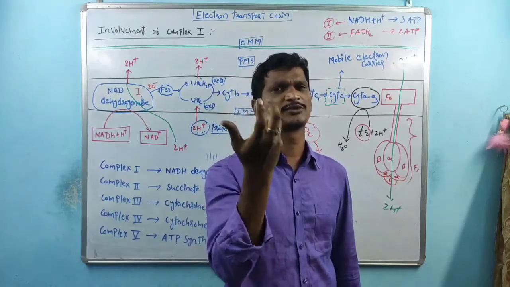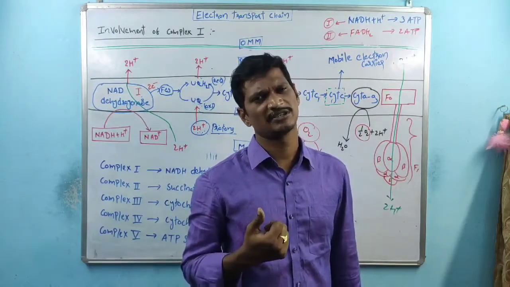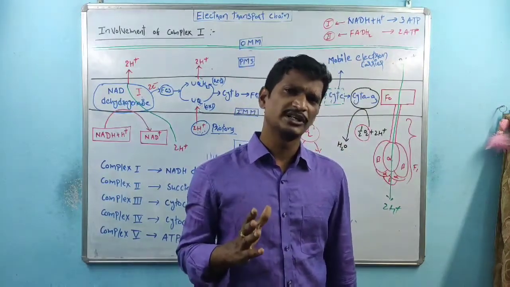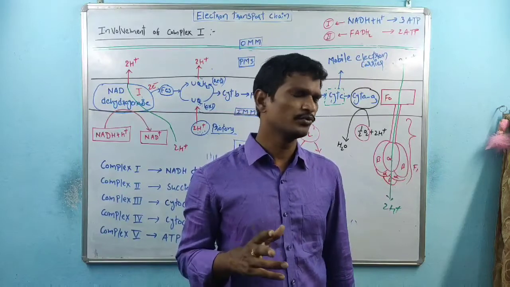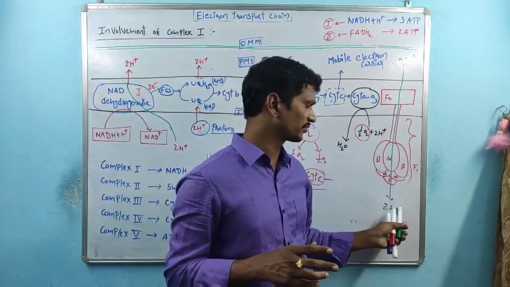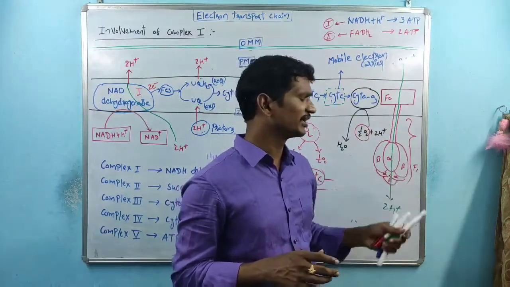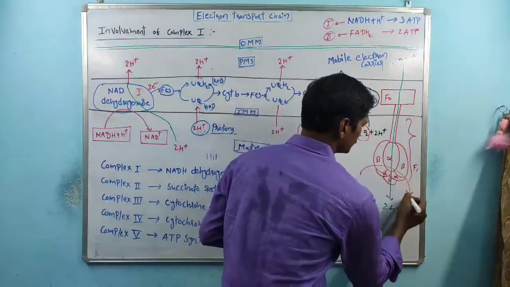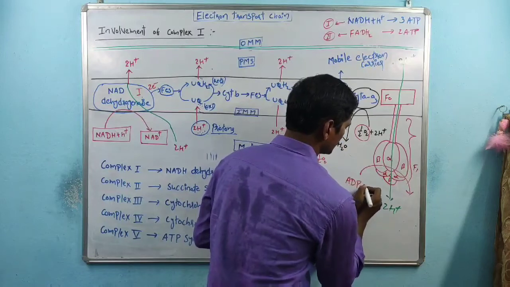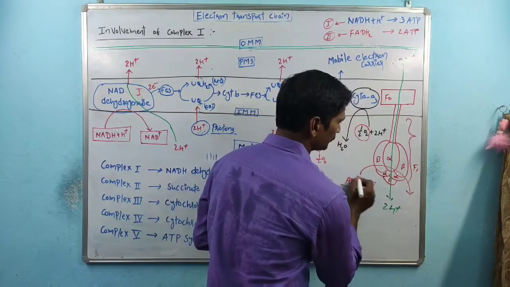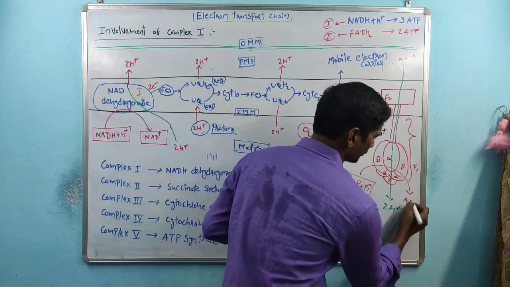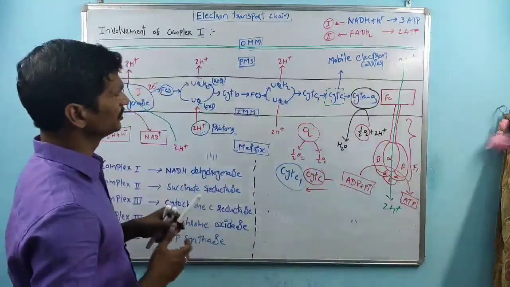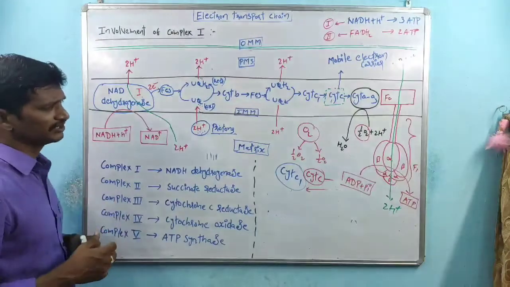When the rotation takes place, ATP synthesis occurs. For synthesis of one ATP, 2 H plus ions are moving. Here 2 H plus ions are moving from here to here, and at that time one ATP molecule is synthesized. ADP plus Pi, which interact especially with the beta subunit, are converted into ATP. So this is one of the complex 1 involvements.